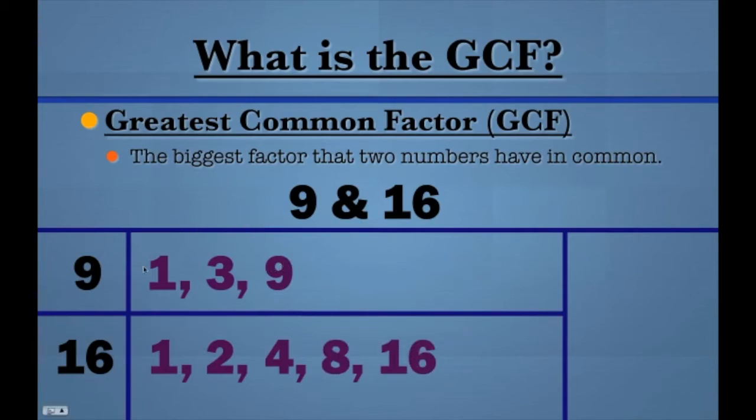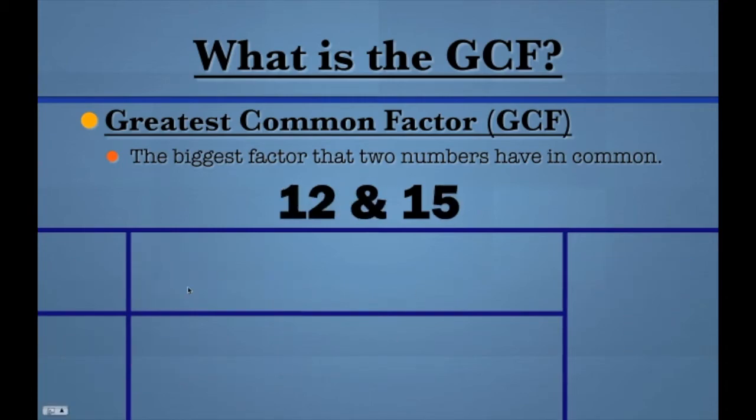Now, this is my list of factors for 9. This is my list of factors for 16. What factors do they have in common? They only have one in common. They both share the fact that they can be divided evenly by 1. But that's it. There's no other factor that they share. Therefore, the greatest common factor, GCF, is 1.